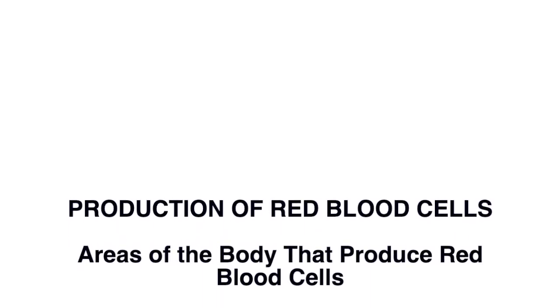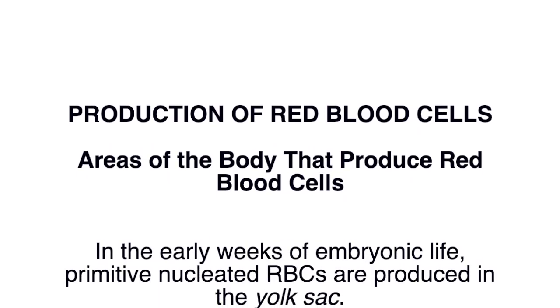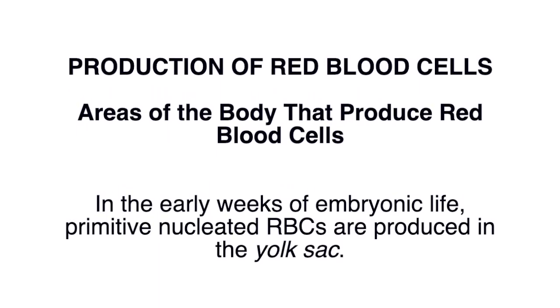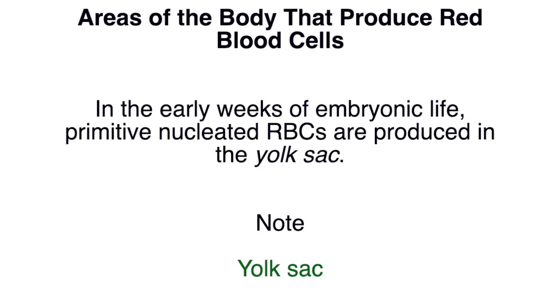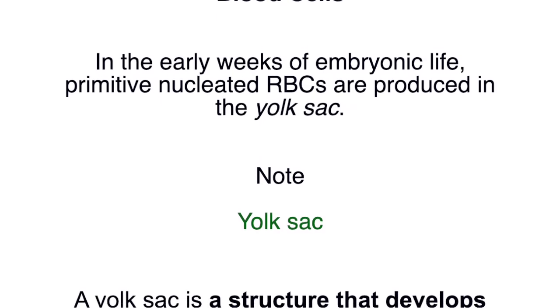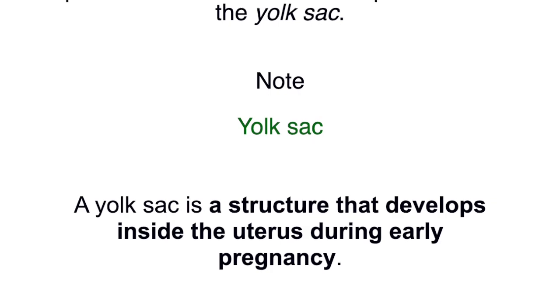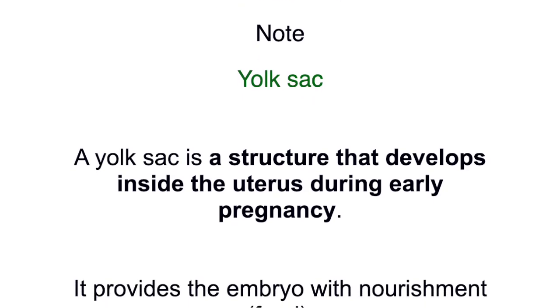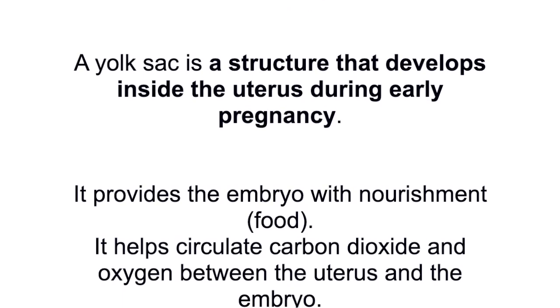Production of red blood cells. Areas of the body that produce red blood cells. In the early weeks of embryonic life, primitive nucleated RBCs are produced in the yolk sac. Note: yolk sac is a structure that develops inside the uterus during early pregnancy. It provides the embryo with nourishment. It helps circulate carbon dioxide and oxygen between the uterus and the embryo.